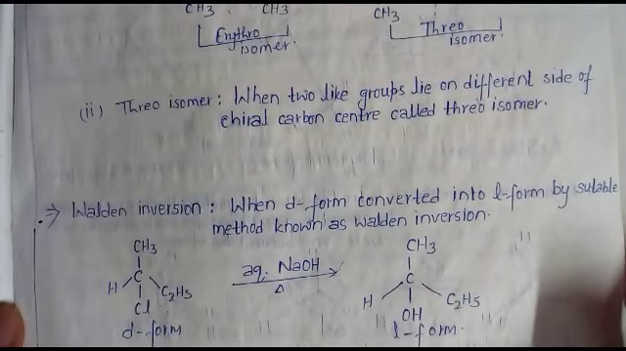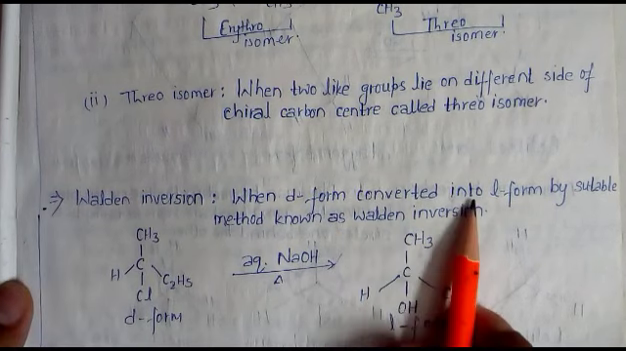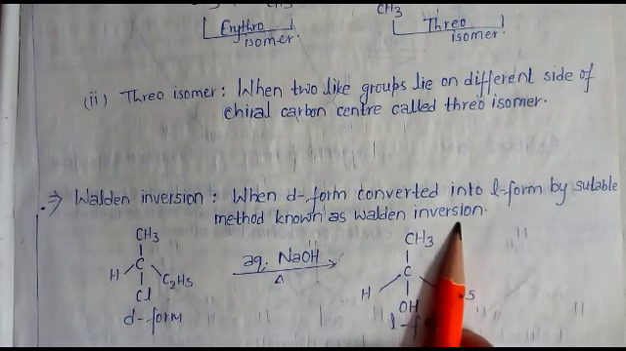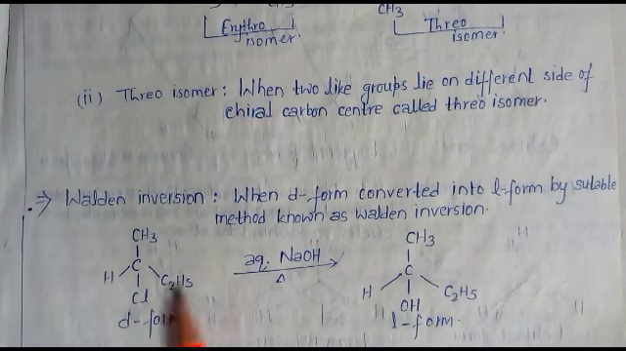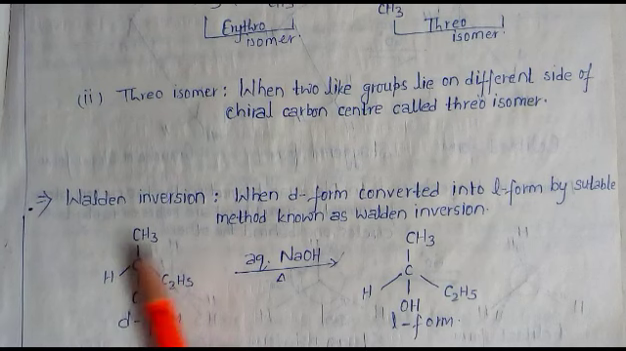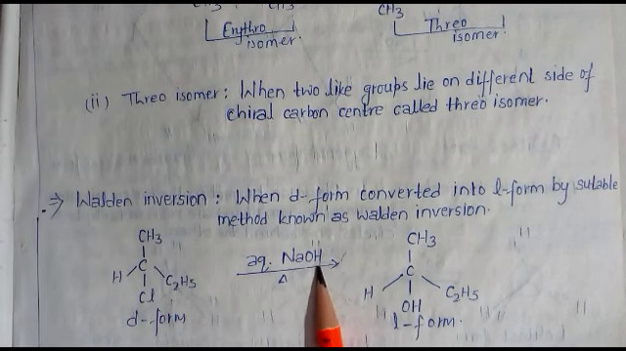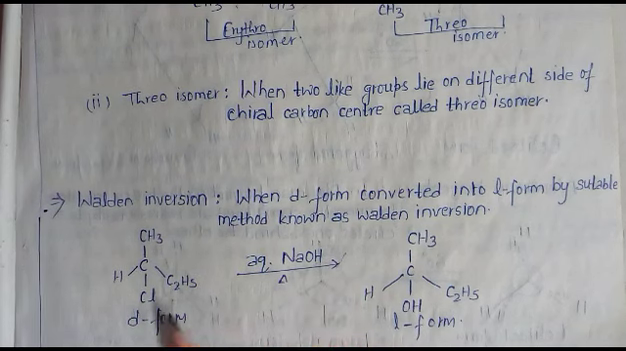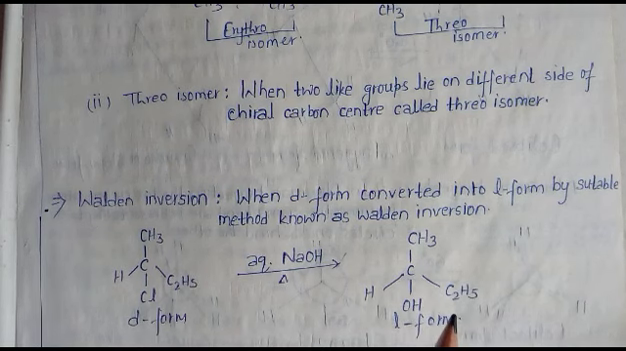One other term I am going to discuss in this video is Walden inversion. When D form is converted into L form or vice versa by a suitable method, it is known as Walden inversion. For example, in this molecule, all atoms or groups of atoms attached are of different types, so it is either D form or L form. After reaction with aqueous NaOH, this is a nucleophilic substitution reaction where chlorine is substituted by a hydroxyl group and it becomes L form. If this is L form, it becomes D form.